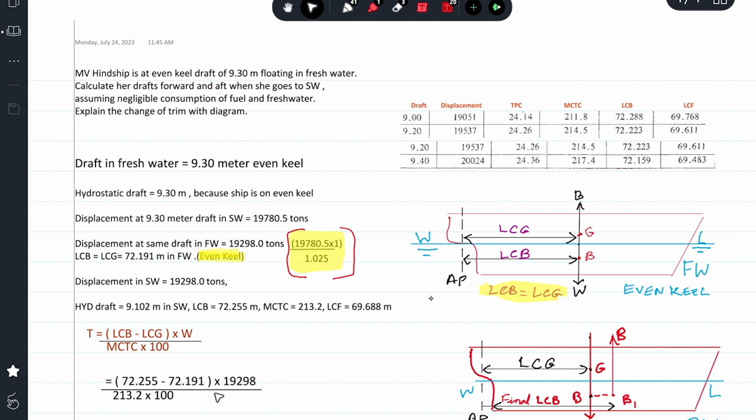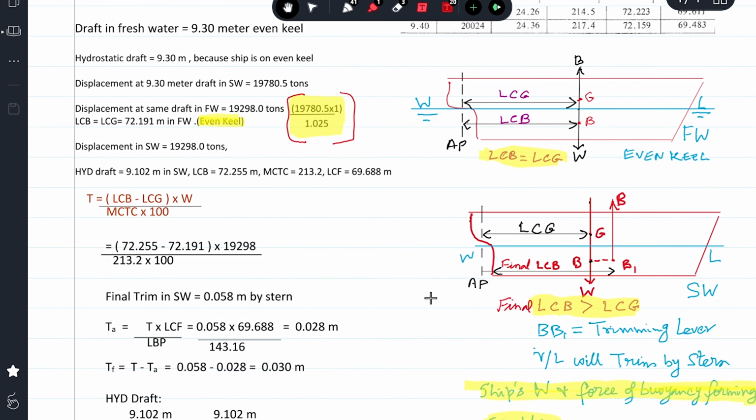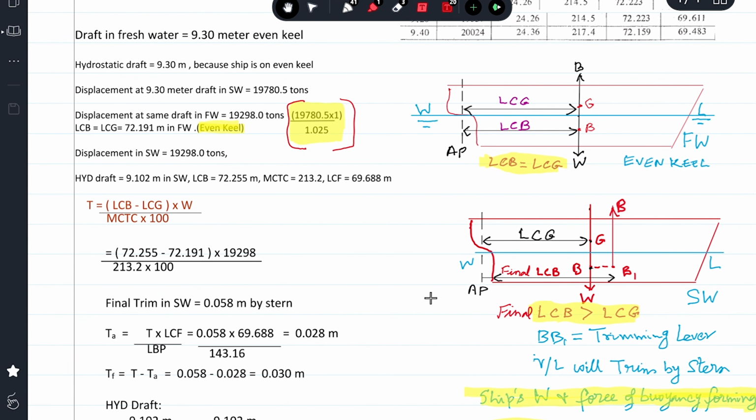So 72.191. Displacement in salt water is 19298. MCTC in salt water 213.2 into 100. So I get the final trim in salt water 0.058 meter by stern, because LCB is greater than LCG. So it is by stern, is positive answer.